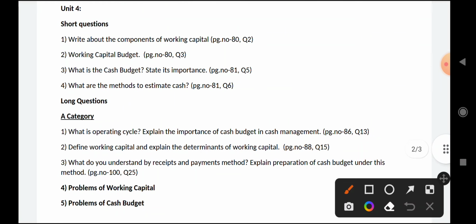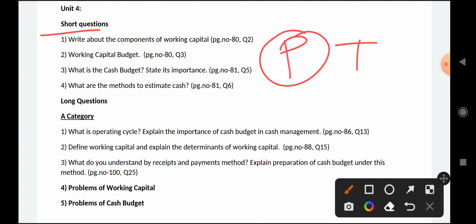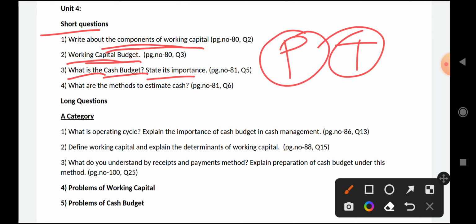And Unit 4, here also problem and theory both chance is there. So do the problems as well as theory. Working capital management. Okay, components of working capital management, working capital budget, what is cash budget, state its importance, what are the methods of estimation of cash. Okay, next.